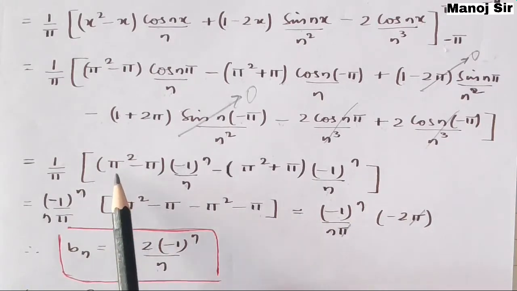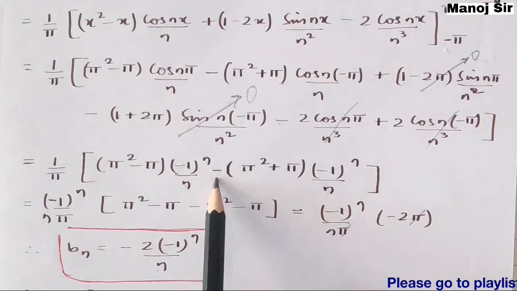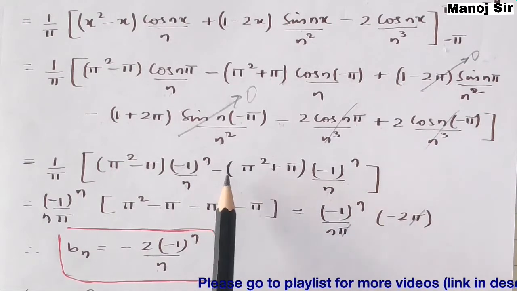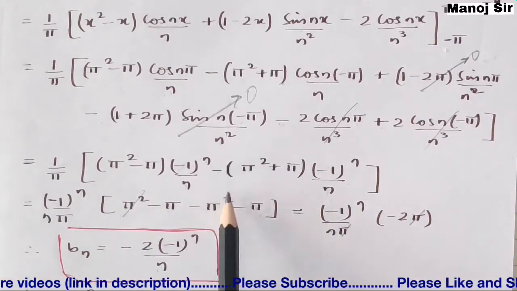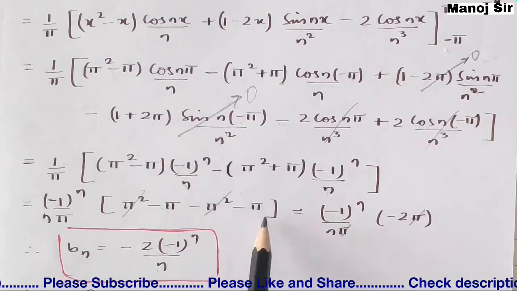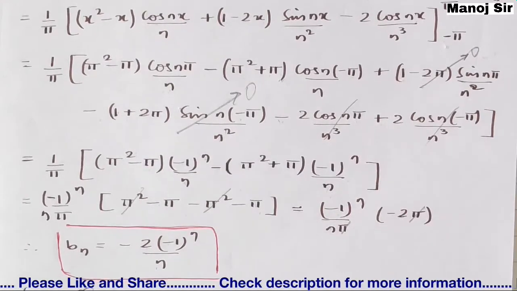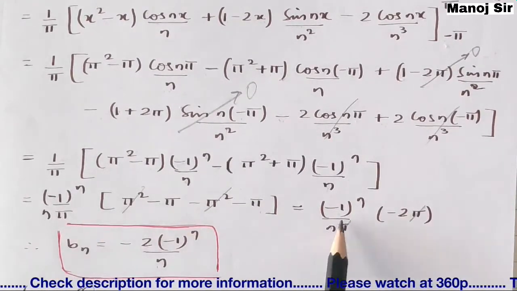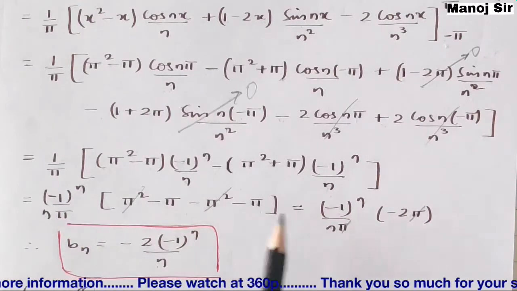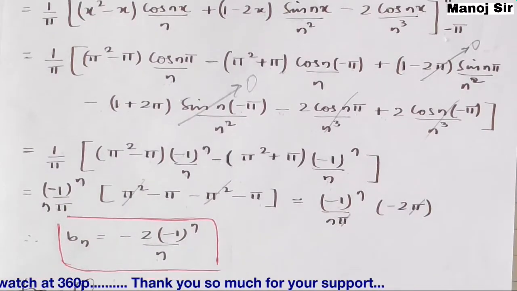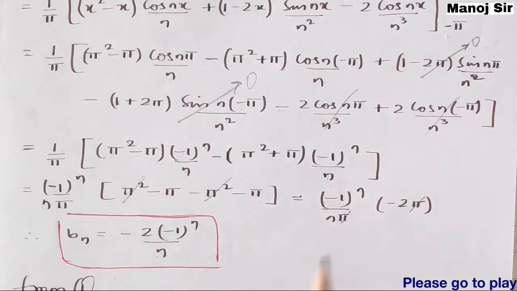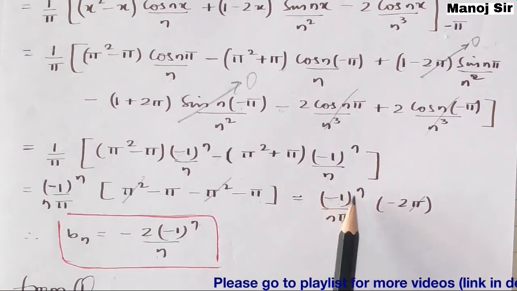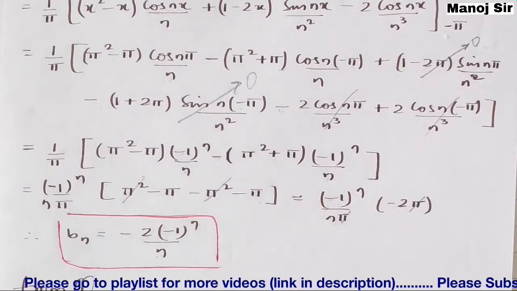So we are left with pi square minus pi minus of pi square plus pi. If you open this bracket, you have minus pi square minus pi. Here pi square will get cancelled, so we are left with minus 2 pi. Again you can see minus 1 power n upon n pi. Here we have minus 2 pi, so pi will get cancelled. So finally you are left with bn equals minus 2 into minus 1 power n upon n. This is the value of bn.